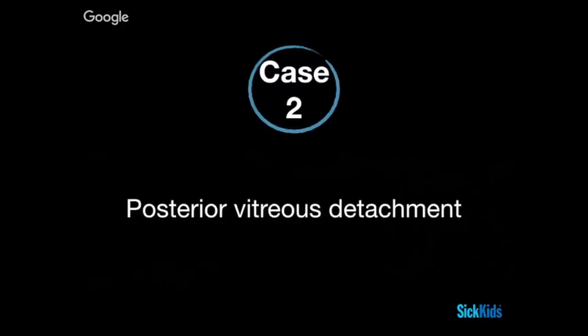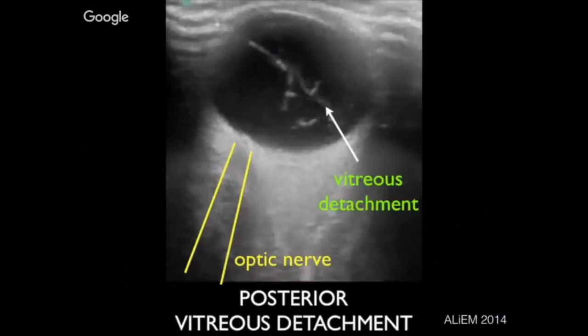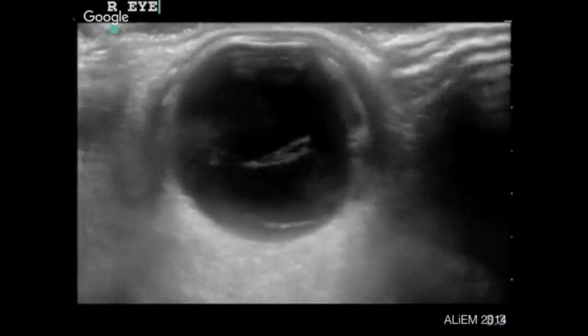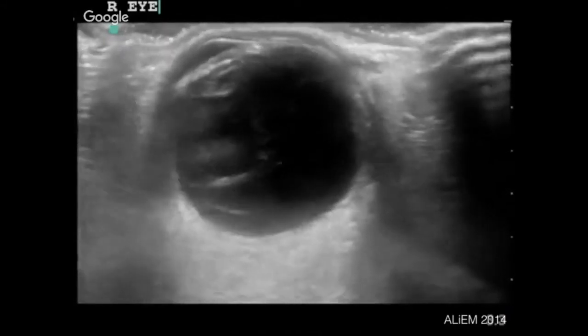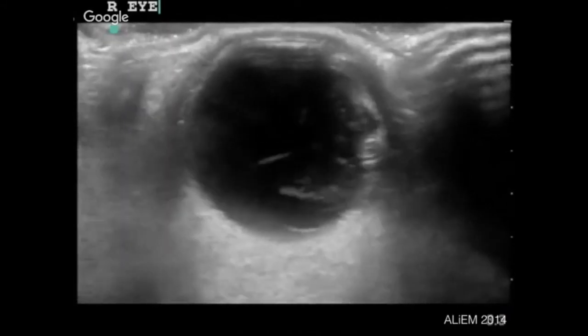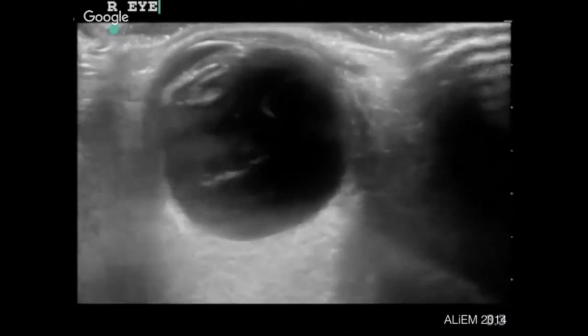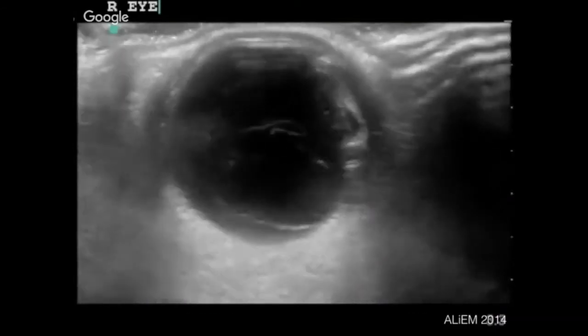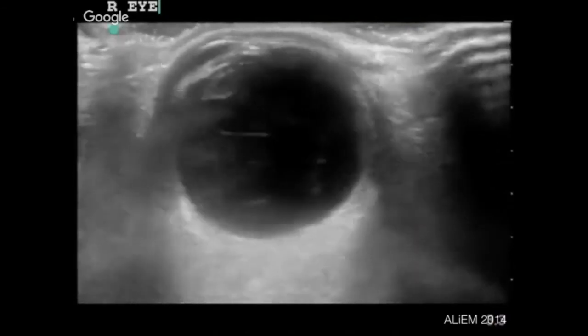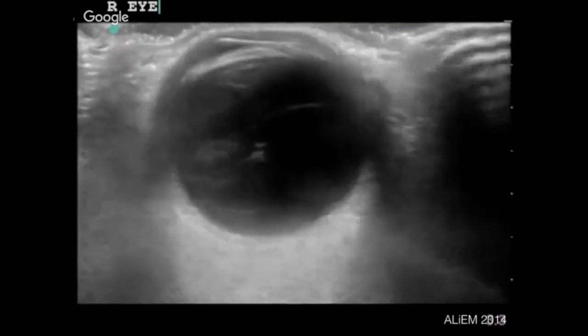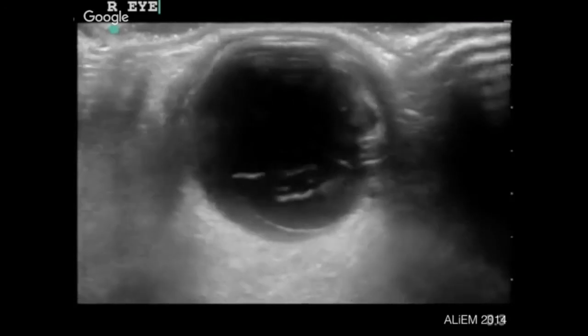So let's move on to posterior vitreous detachment. This is one of your differentials when you see anechoic things in the posterior chamber. It can be challenging to differentiate from retinal detachment. And of note, this is not my image; I have taken this from Lim in 2014. In this one, you're going to see thin, linear, granular appearing echodensities within the vitreous chamber.